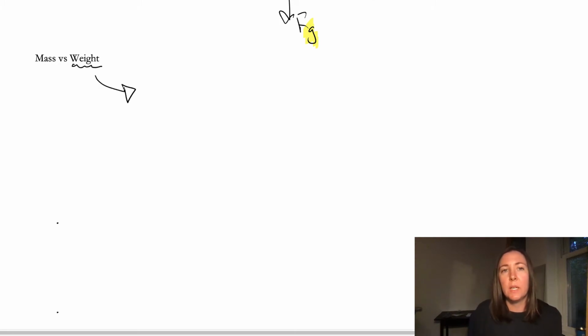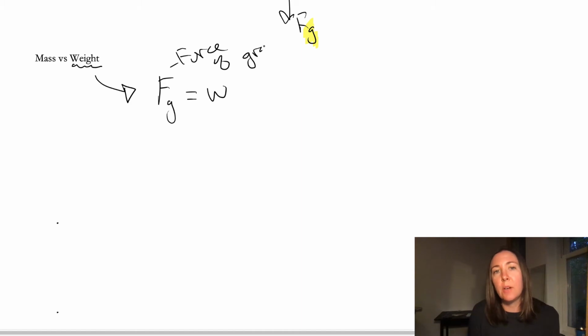We cannot talk about forces without talking about mass versus weight, because weight is a specific thing. Weight is also known as the force of gravity. This is the weight, force of gravity. So how do you calculate that? The force of gravity, or the weight, is just the mass of the object times the gravitational field strength.